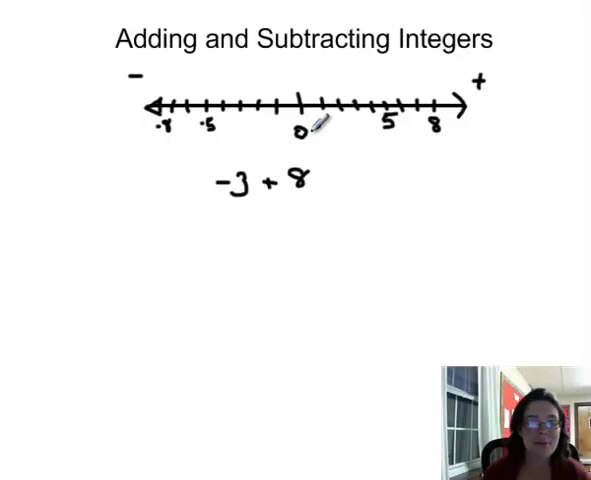Hi. Okay, so you may remember yesterday we started working on adding and subtracting integers. I'm going to show you a couple different ways to do these again. Let's see, so the first way might be, as we discussed yesterday, to use absolute value.